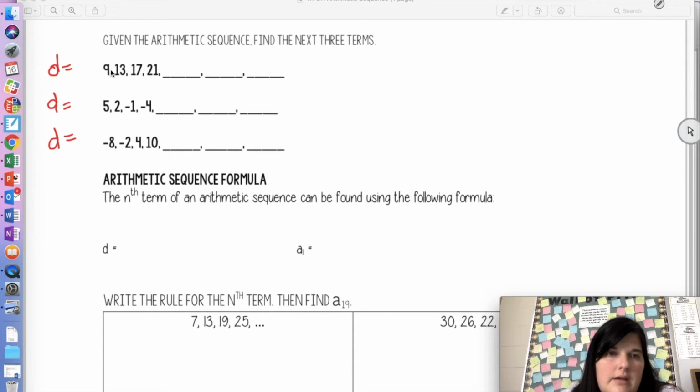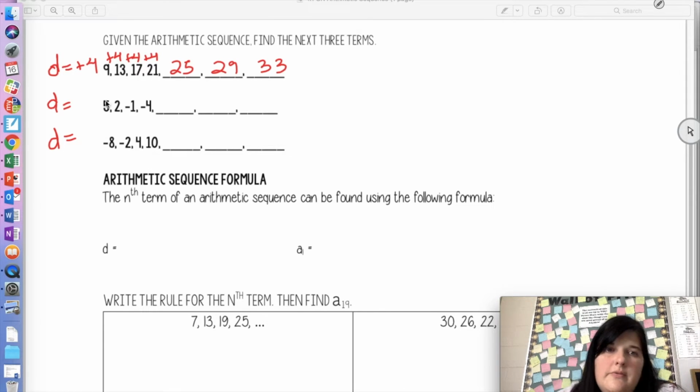So we have 9 to 13, that's adding 4. 13 to 17, again, is adding 4. 17 to 21, again, is adding 4. So if I add 4 to 21, I'm going to get 25. 25 plus 4 is 29. And then 29 plus 4 would get me to 33. So our common difference for the first one is a positive 4.